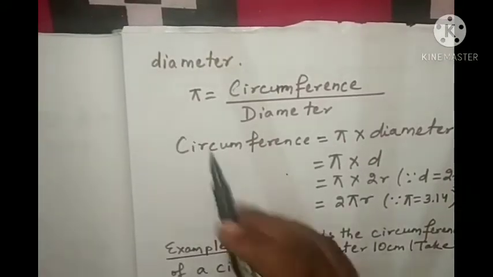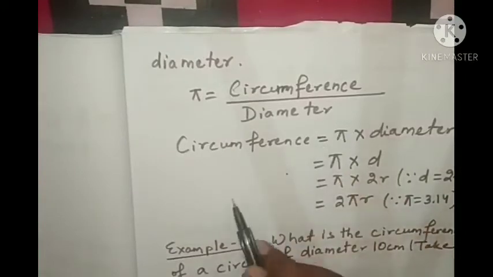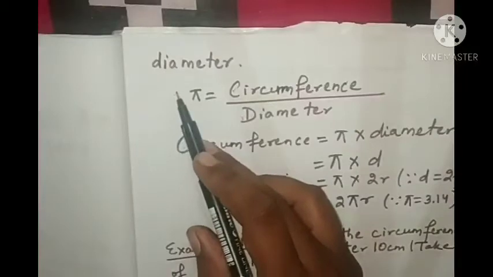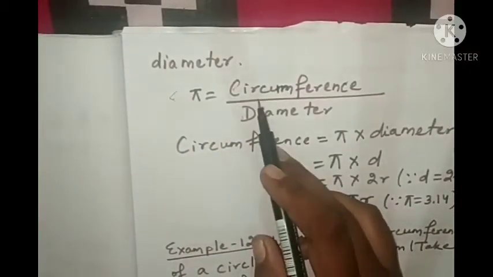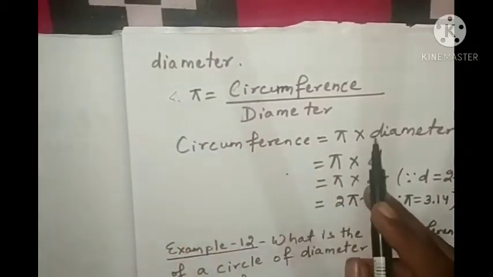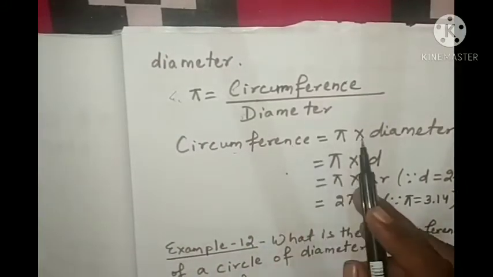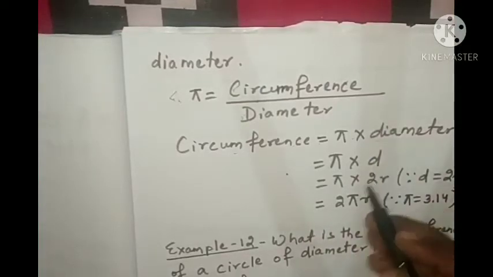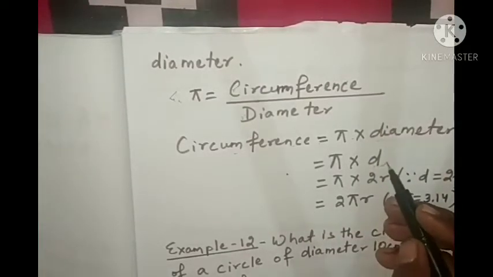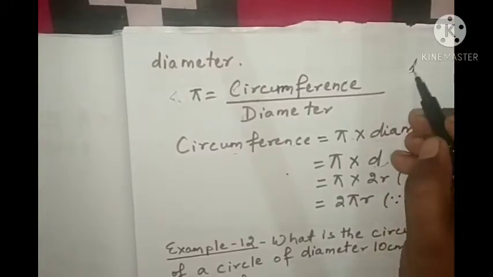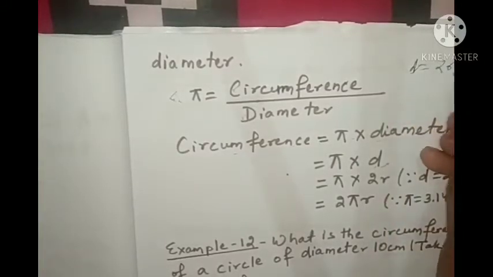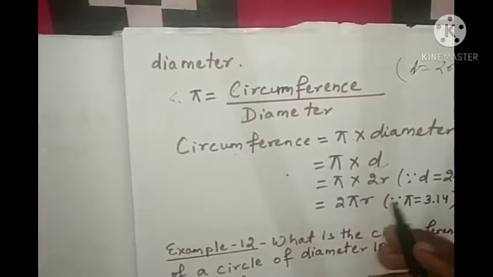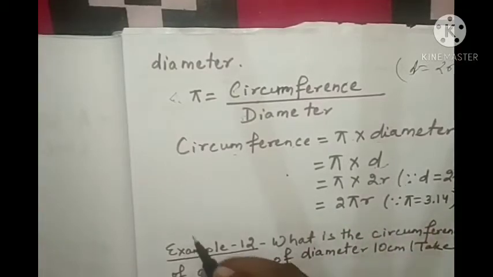So pi equal to circumference by diameter. If I find circumference, then diameter goes on this side, where it was division, here it will become multiplication. So circumference equal to pi into diameter. You can write diameter as d. Diameter is always twice of radius, as we have studied. So d equal to 2r. So pi into 2r.